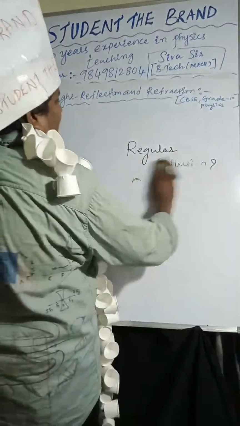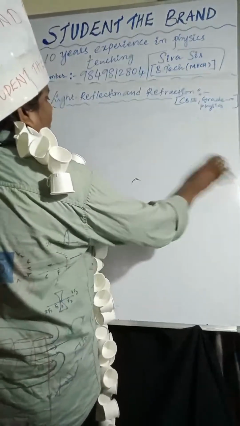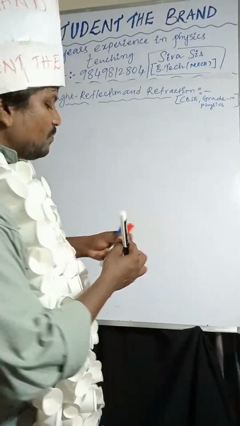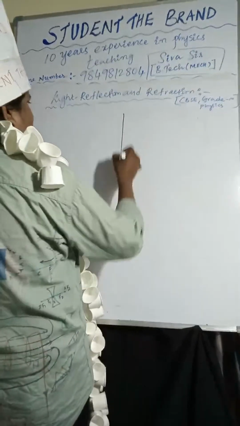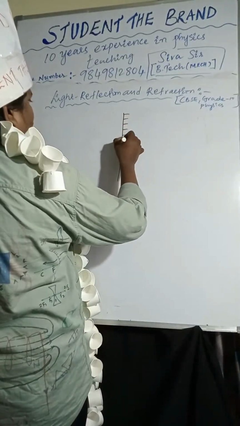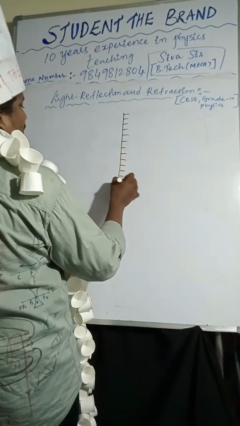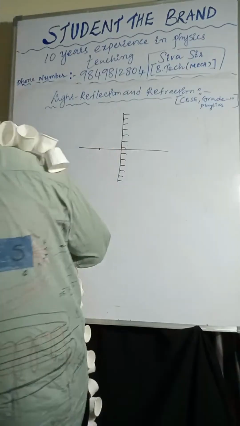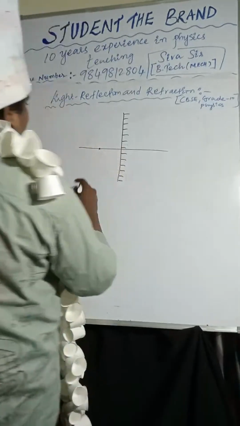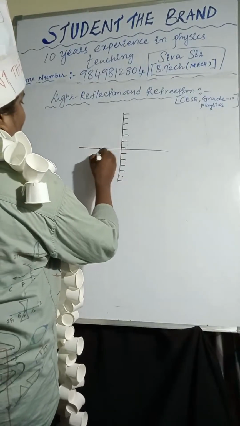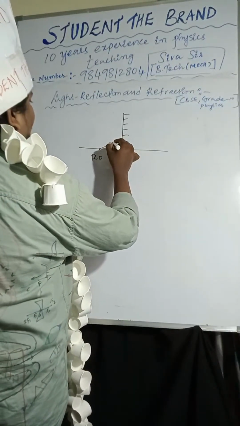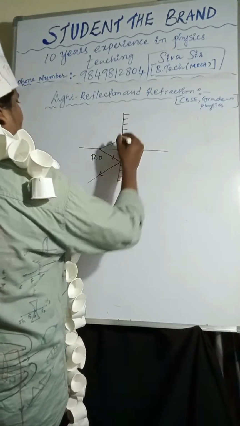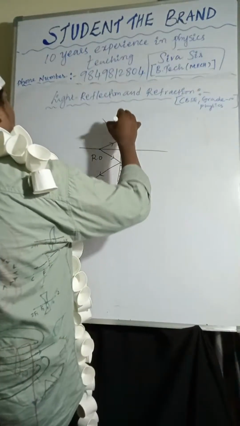Object and image. We'll discuss object and image. Here I am considering this the object. You can observe, this is the real object. Light rays are coming from this point, and here also from this point. After reflection, those light rays will move away. Here also those light rays will move away.